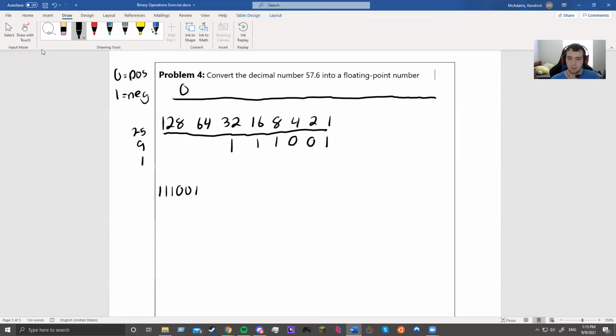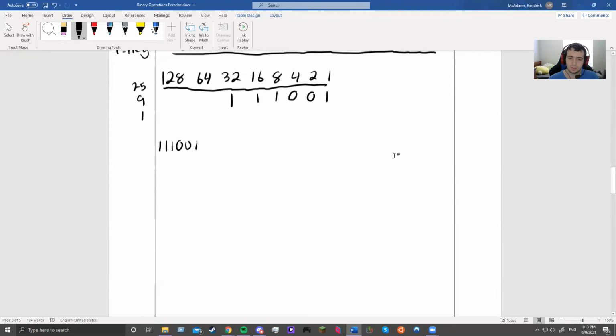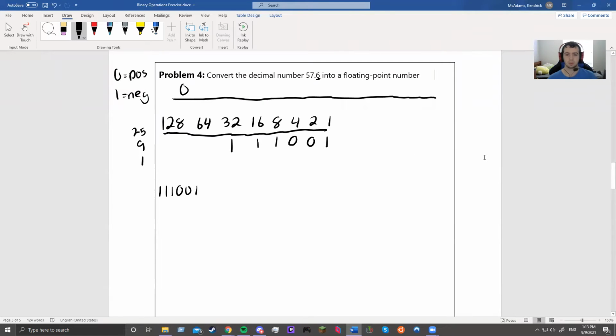But now we have to get the decimal form. And there are also different ways to do this, but I'm going to use the way I'm most comfortable with as well. So how this works is we take whatever number is in the decimal portion and multiply it by the base, which in this case, since we're converting into binary, is base 2. So 0.6 times 2, that is 1.2. Very simple. So we're going to write 1.2 here.